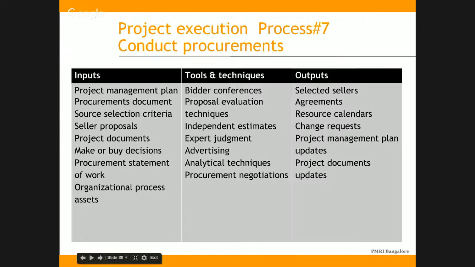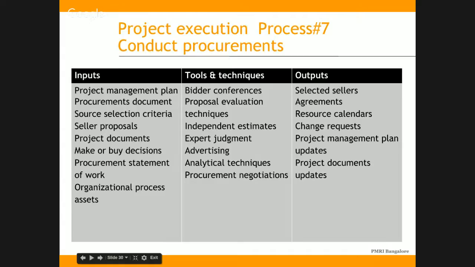Then the process number 7 is conduct procurements. So during planning, we plan procurements and we discussed the major contracting types and the stages of procurement, everything we discussed. Now, during execution, we have to execute the procurement plan.